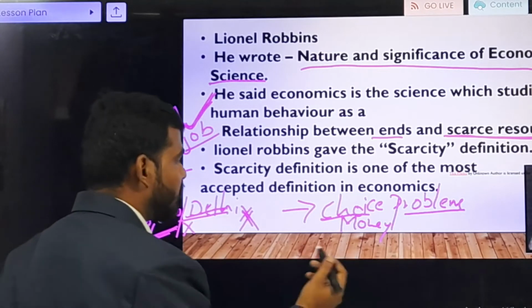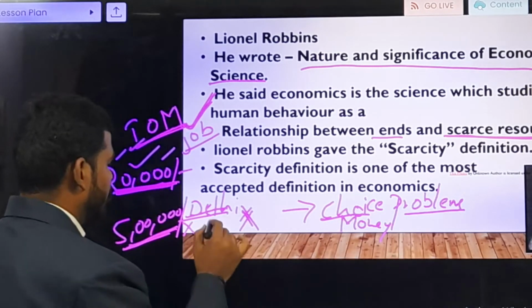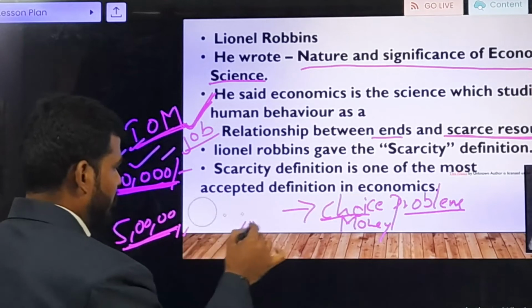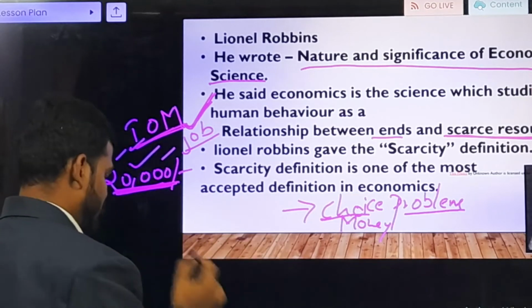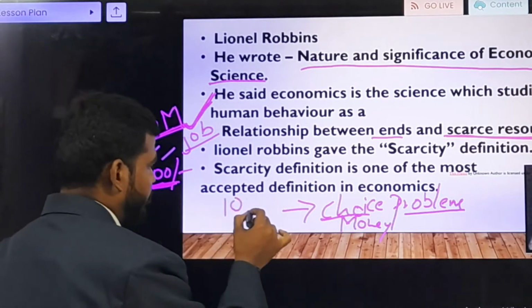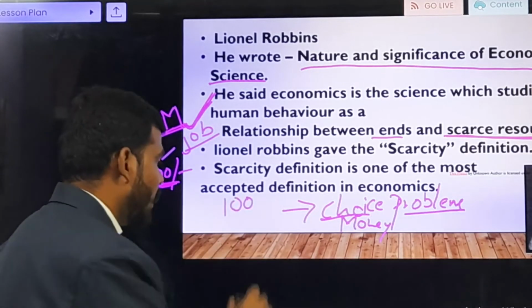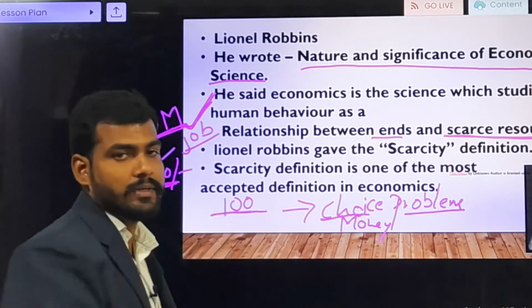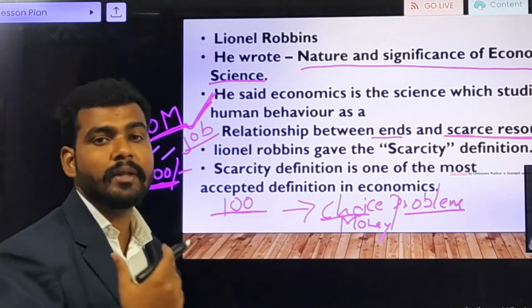If you have 100 rupees, on what should you spend these 100 rupees?